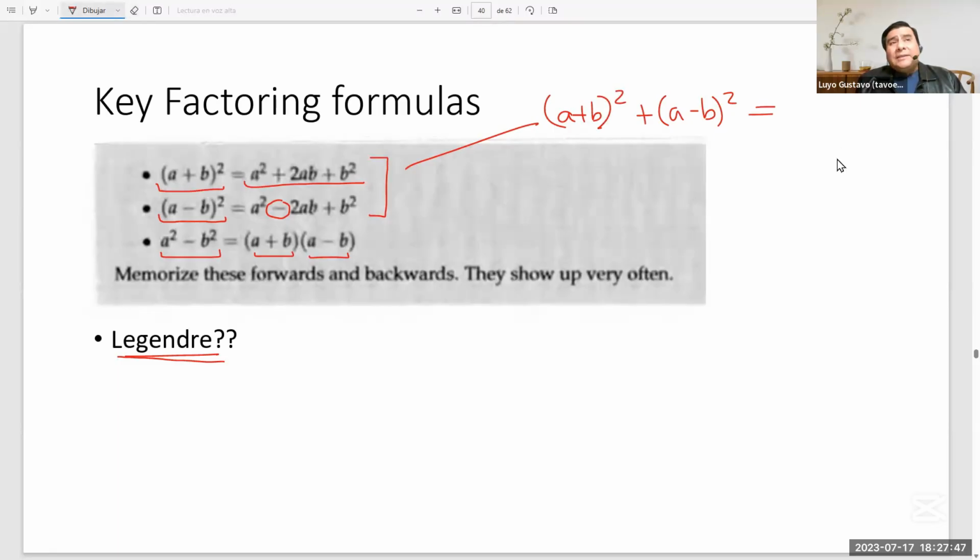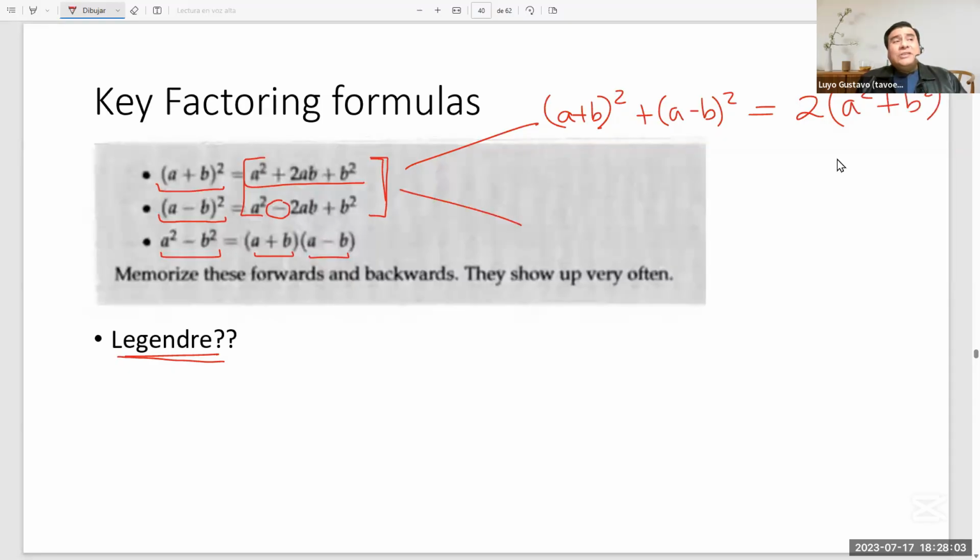Okay, what do we get? If we just add these 2 trinomials, notice that the middle term cancels because they have opposite signs. So this yields 2 times the sum of the squares.